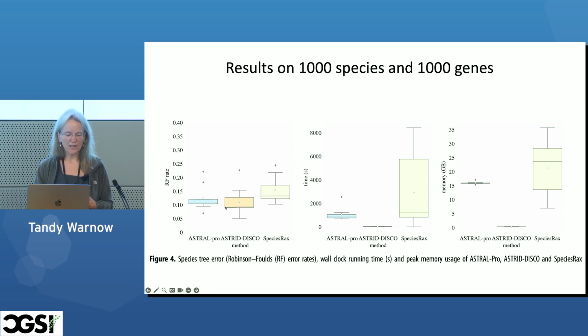Accuracy, these two are very close. They're both better than SpeciesRax. Slight advantage to ASTRAL-DISCO. Runtime, big advantage to ASTRAL-DISCO. Big advantage for memory usage. So this technique, this DISCO technique, allows you to take anything on multi-copy gene family trees, cut the multi-copy gene family trees into single copy, and do what you want with it.